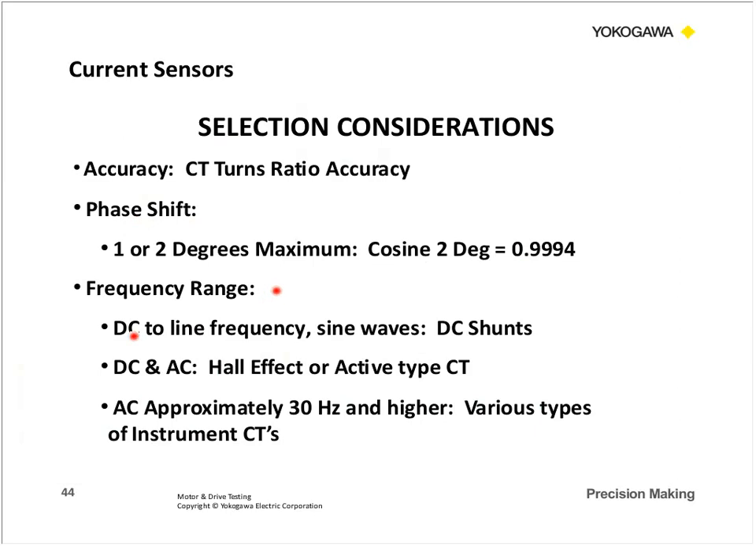If we're doing DC to line frequency, sine waves, just the motor only, we can get by with a DC shunt. For some of the other things to measure DC and AC, we can use a Hall effect type current transformer or the active type like the LEM system I showed you. With the Hall effect, usually we lose accuracy on that type of device. And then what we call standard instrument transformers can operate at about 30 hertz and higher. There are various types, a lot of them available. Again, we can help you with that selection if you need it.